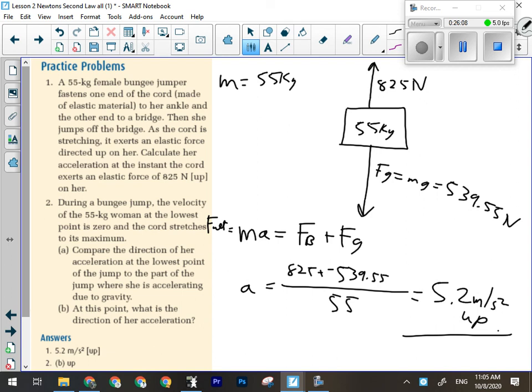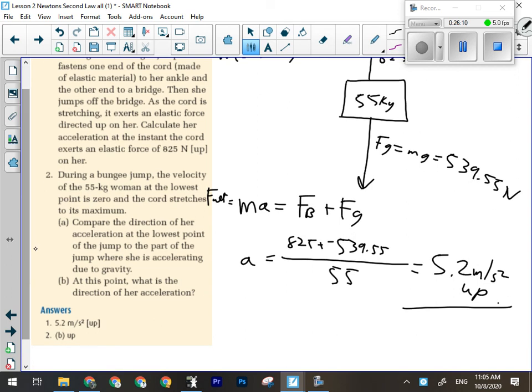All right, now, question number 2. During that bungee jump, the velocity of the woman at the lowest point is 0. Not because she hits the ground, but because at that point she's been slowing down because the bungee cord has been pulling up and actually accelerating her at somewhere around 5.2 meters per second squared upwards for some time.